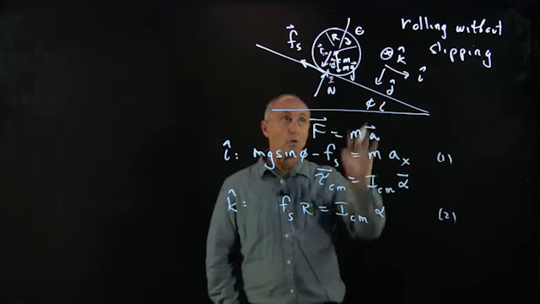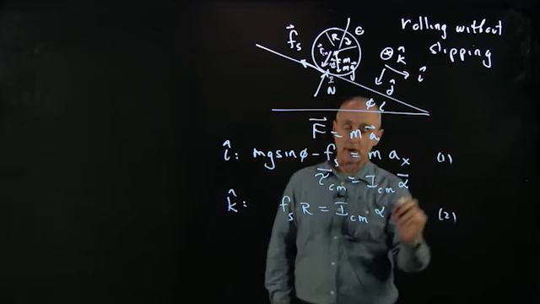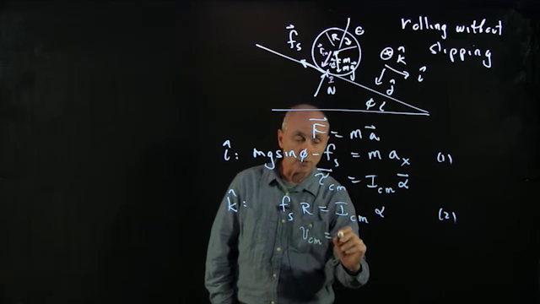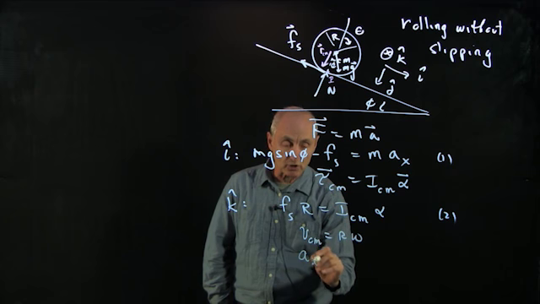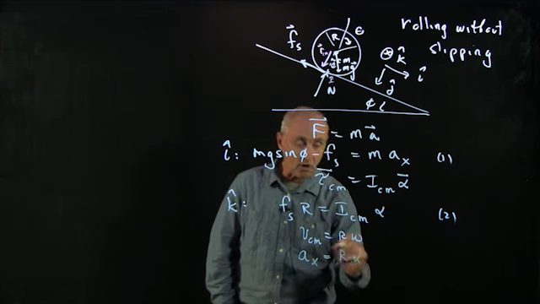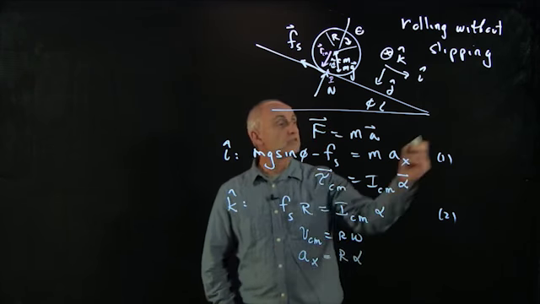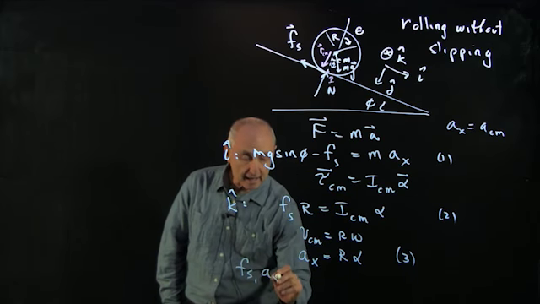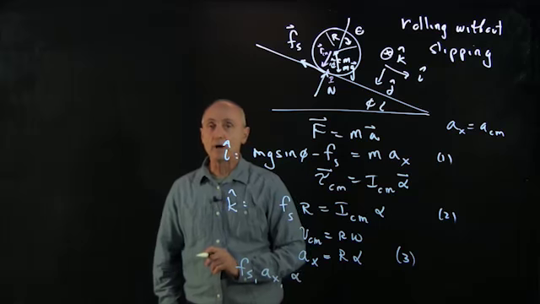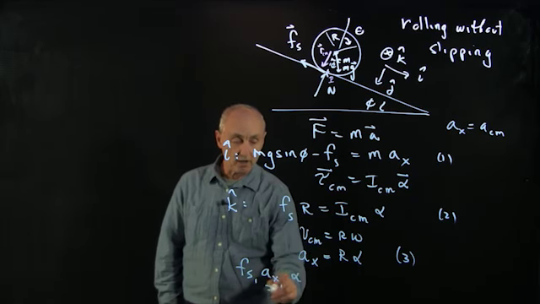But remember, when the object is rolling without slipping, let's just remind ourselves that Vcm equals r omega. And if I differentiate, the acm, which is what we're calling ax, is equal to r alpha. So this ax here is the acceleration of the center of mass. And that's our third condition. And so now I see that I have three equations, and my unknowns, Fs, ax, and alpha. And so I'm going to solve these equations for ax.